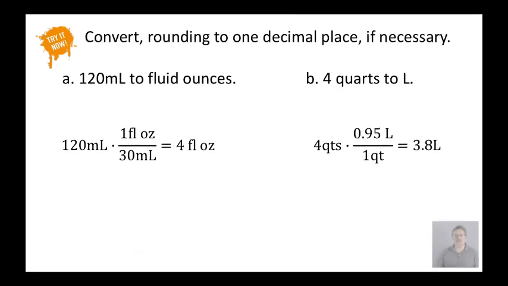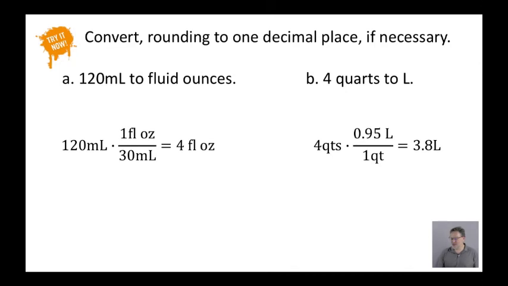Welcome back. Well, these were hopefully pretty straightforward. 120 milliliters converts to 4 fluid ounces using our appropriate conversion fraction. In addition to that, 4 quarts converts to 3.8 liters, just under 4 liters, which makes sense, since if a liter is a little bit larger than a quart, then it's going to be slightly less than 4 liters. That makes up a gallon.